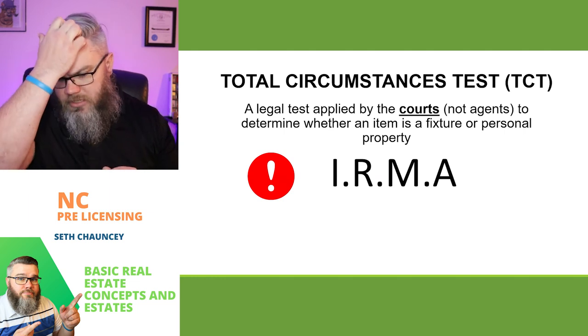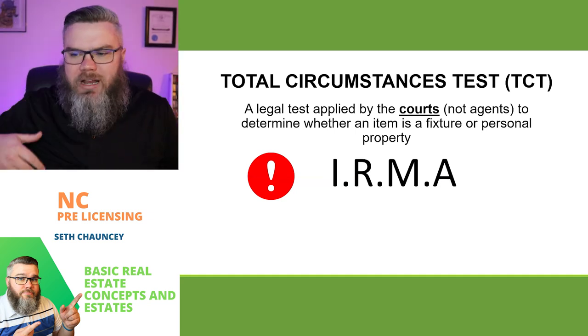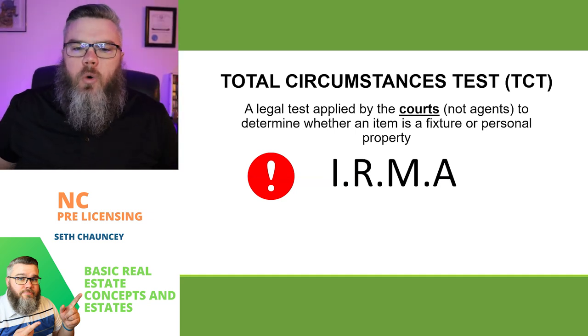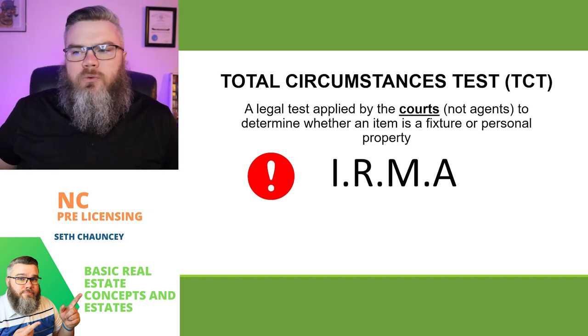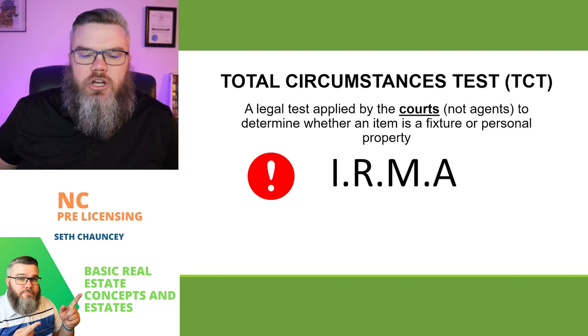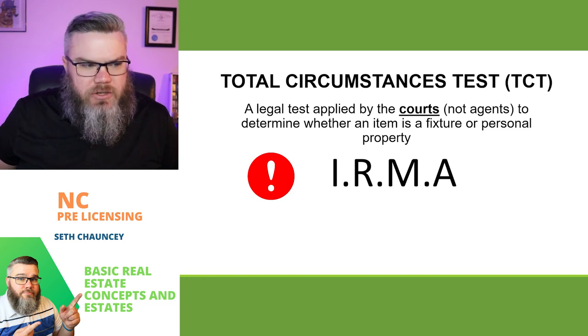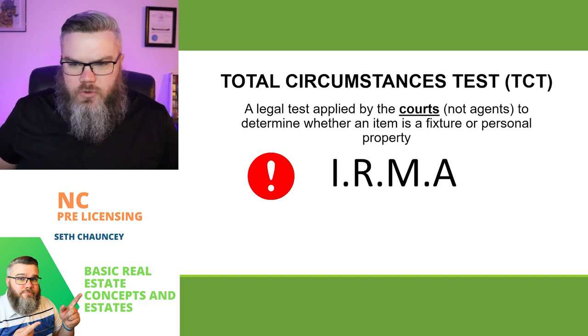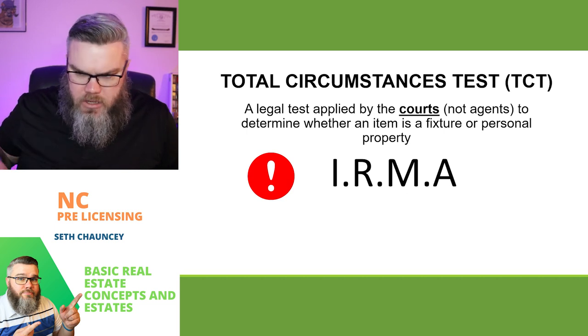So the total circumstance test is a test applied by a court of law to determine who is right and who is wrong. In other words, was it a fixture or was it not? And so the acronym for the total circumstance test is IRMA, I-R-M-A. These are the only four criteria they look at to determine who was right and who was wrong. In other words, was it a fixture or was it not? Okay. IRMA.